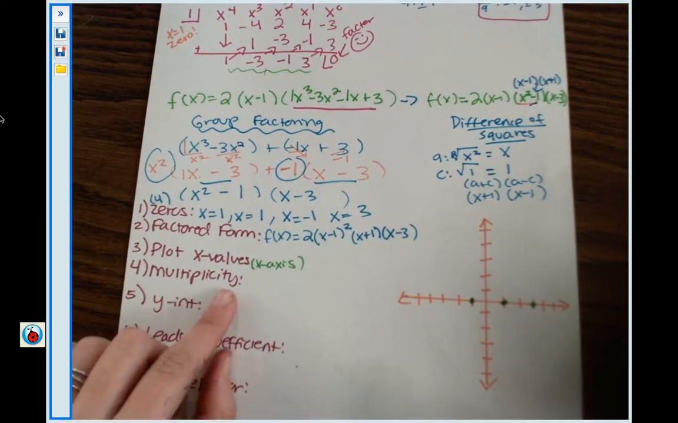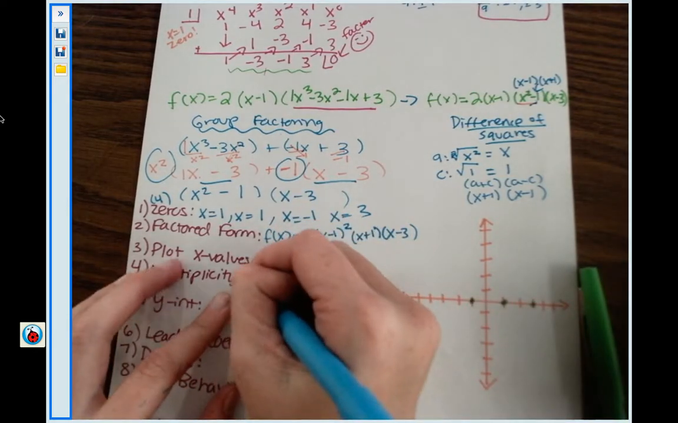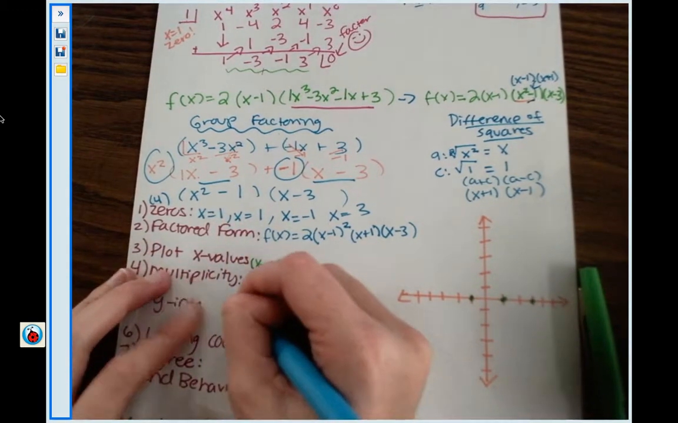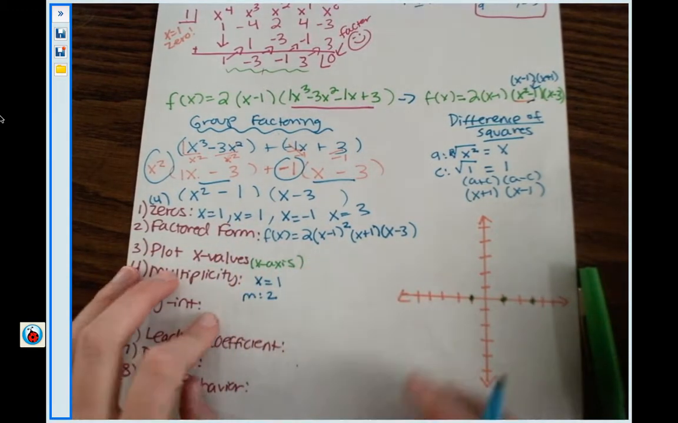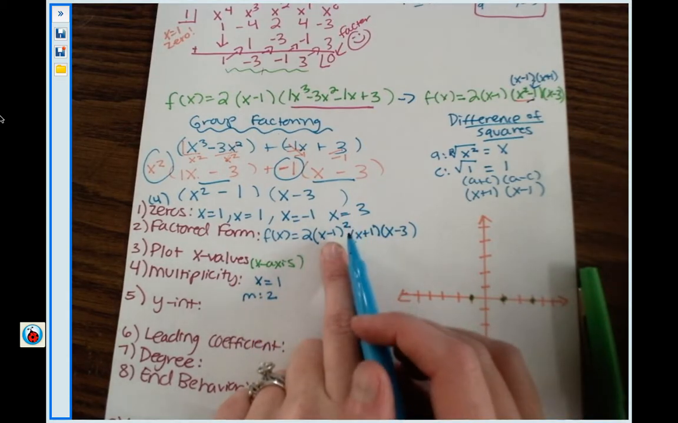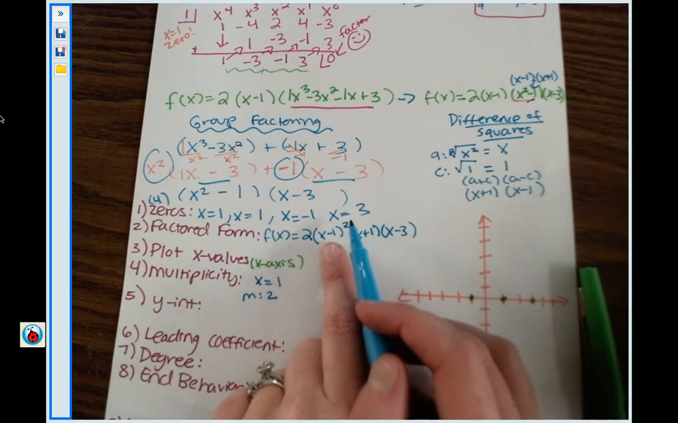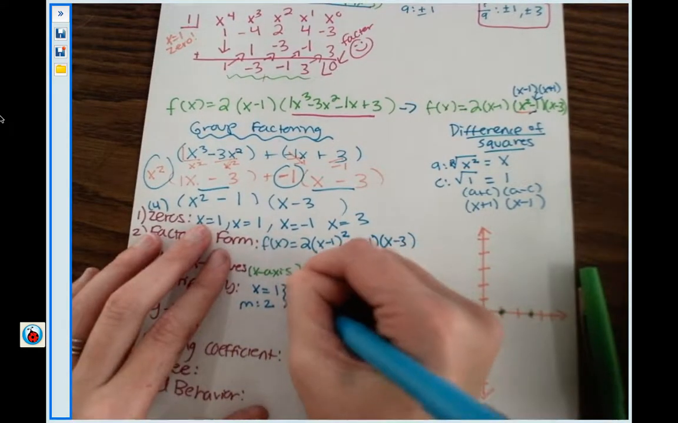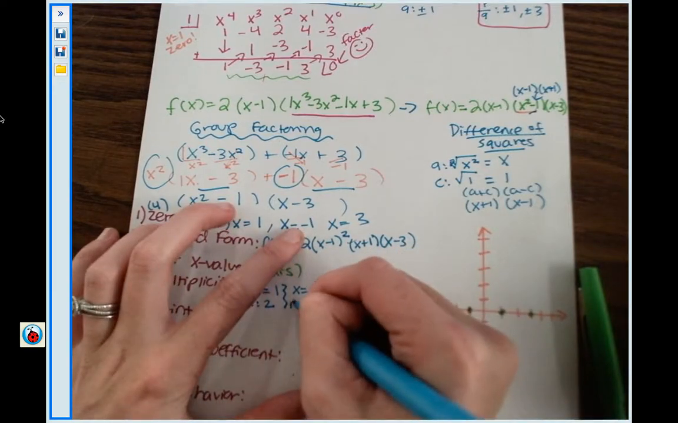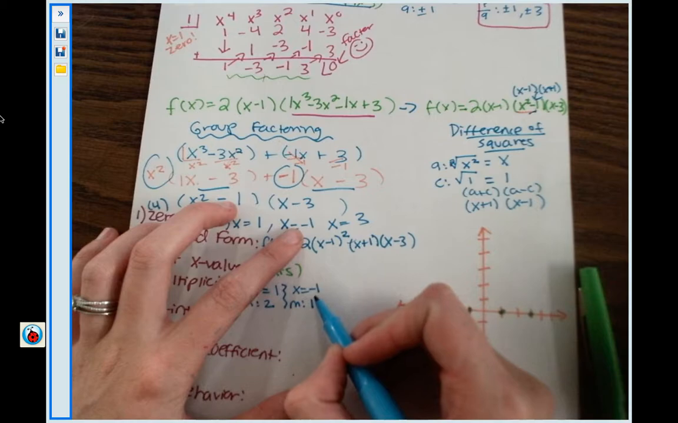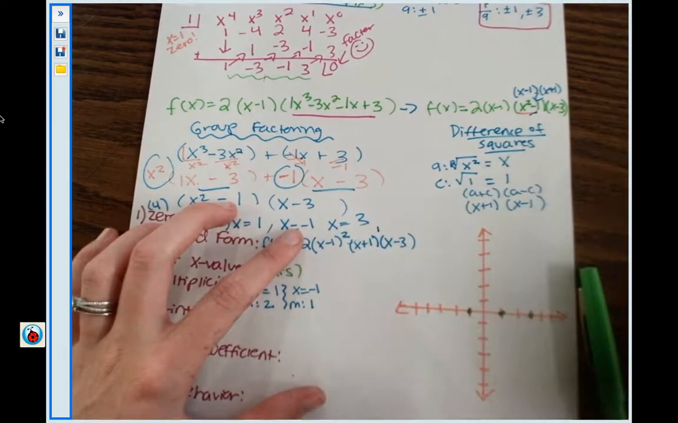Now multiplicity, we write how many times the zero repeated. So when x equaled 1, I have 2 x equals 1, so the multiplicity is 2. Or you can look here, the factor that pertains to x equals 1 is x minus 1 squared, so the exponent is a 2. When x is negative 1, I only have 1 negative 1, so the multiplicity is 1. Or x plus 1 is the factor that relates to this, and the exponent is 1.